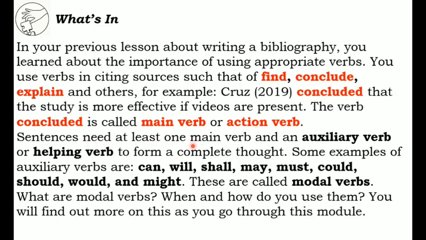Sentences need at least one main verb and an auxiliary verb or helping verb to form a complete thought. Some examples of auxiliary verbs are can, will, shall, may, must, could, should, would, and might. These are called modal verbs. What are modal verbs? When and how do you use them? You will find out more of this as you go through this module.